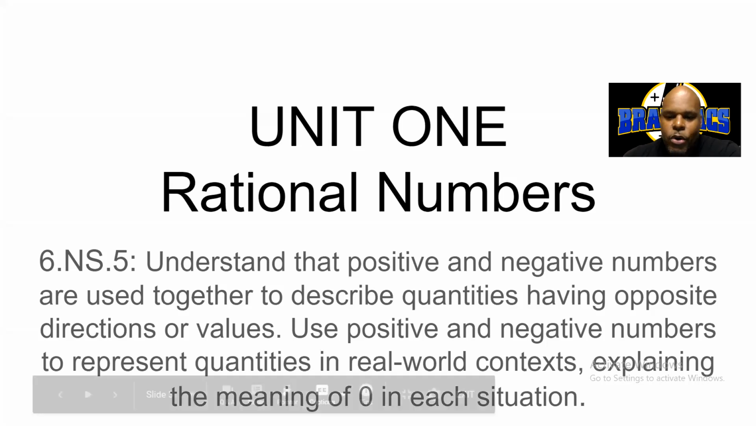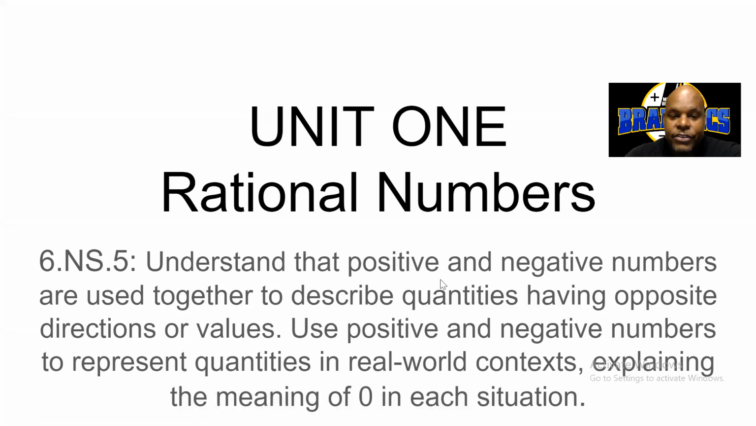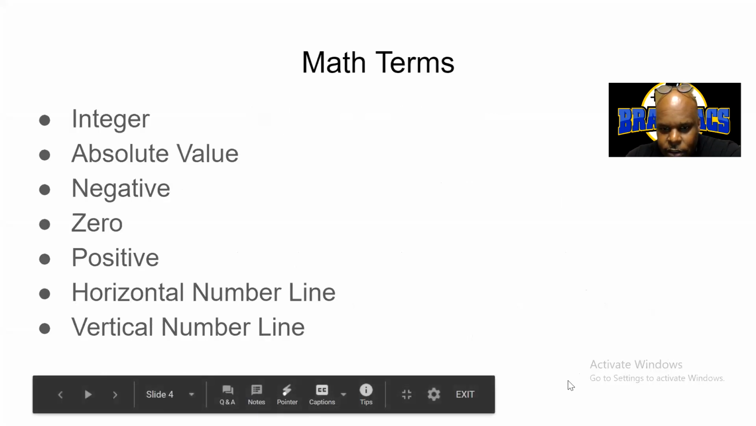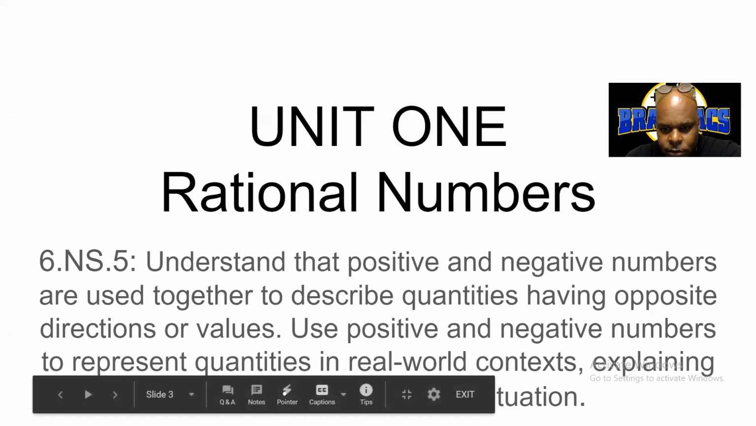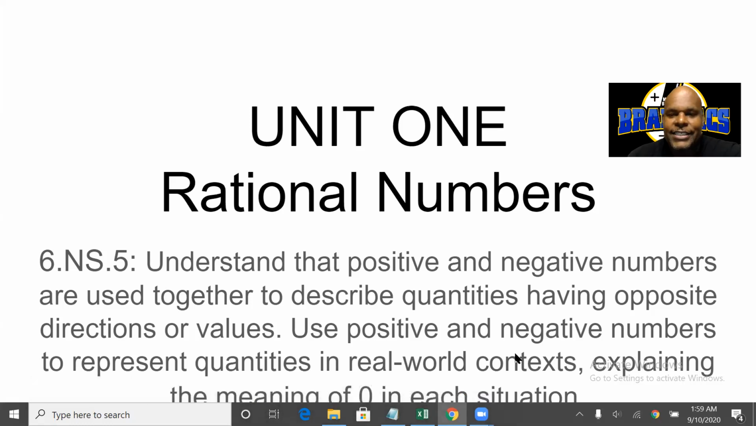So here is our objective: to understand that positive and negative numbers are used together to describe quantities having opposite directions or values. We're going to use positive and negative numbers to represent quantities in real world contexts, explaining the meaning of zero in each situation.